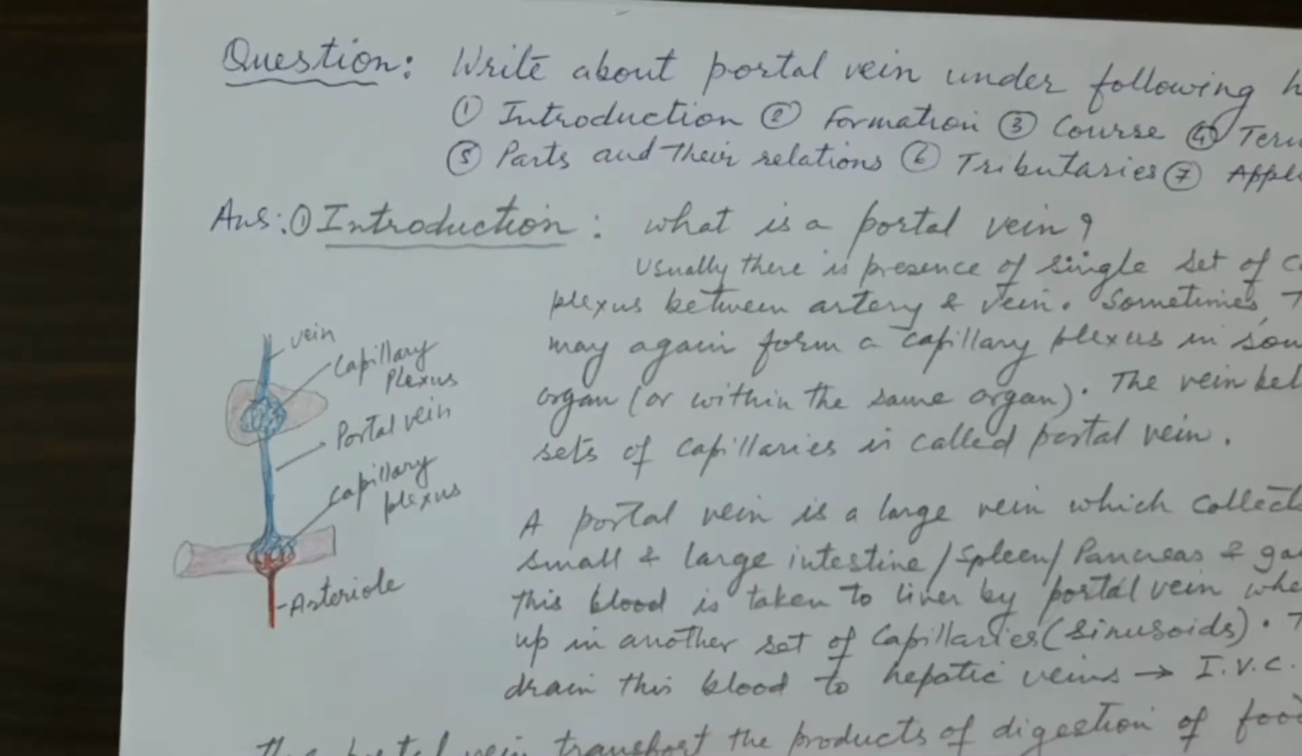where the capillaries are present everywhere in our body, in all the tissues of the body except very few. So this is the usual formation of the capillary and the venules and then the vein.